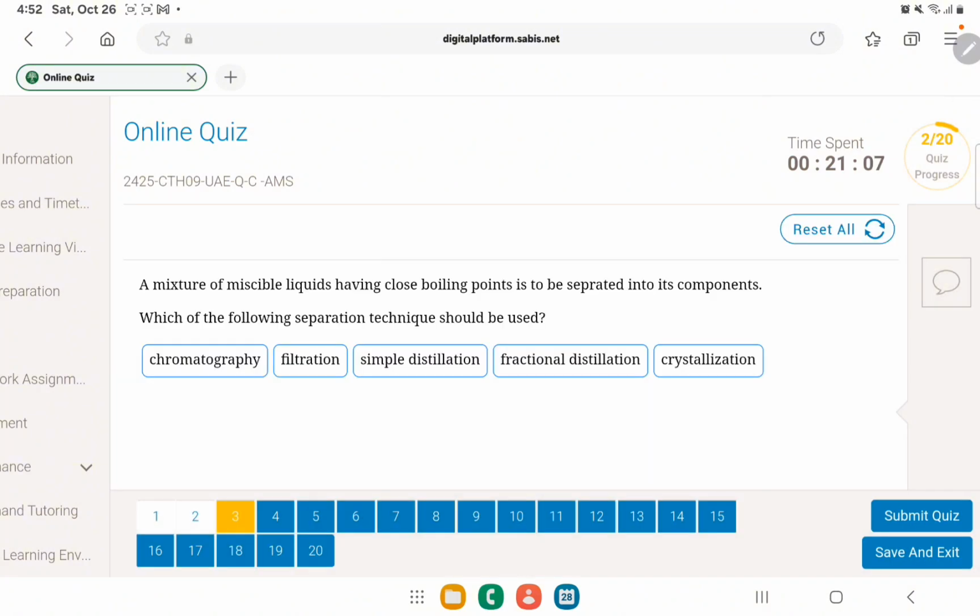So next, okay, a mixture of miscible liquids having close boiling points is to be separated into its components. Which of the following techniques should be used? We literally just spoke about it in the previous question, fractional distillation.